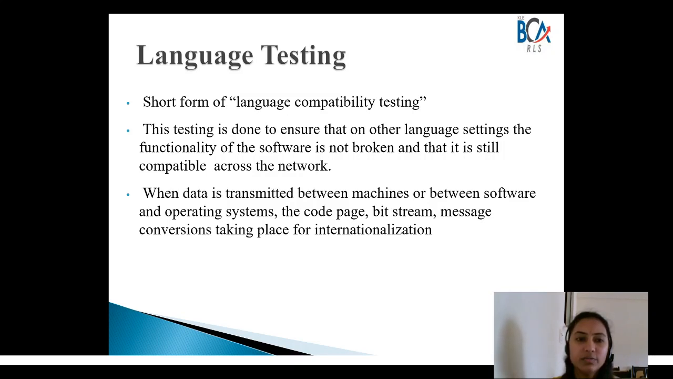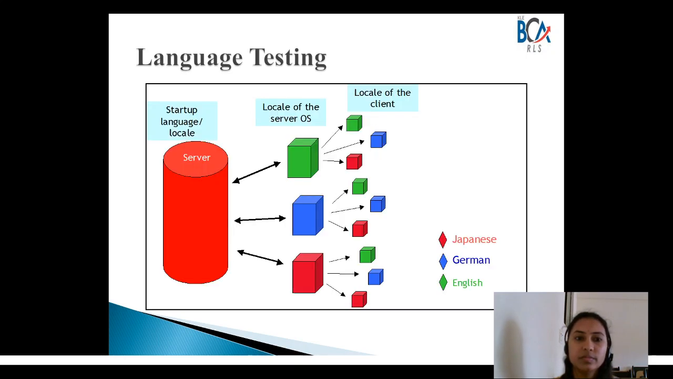Language testing mainly focuses on testing the English product with the global environment of the products and services functioning in non-English. In the next slide I will be showing you the diagram. This illustrates the language testing for various combinations of locales that have to be tested in the client server architecture.